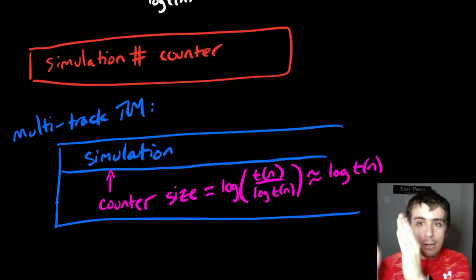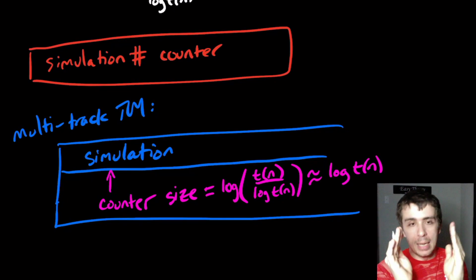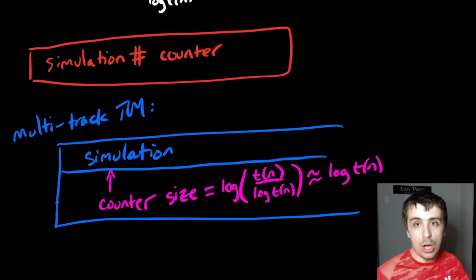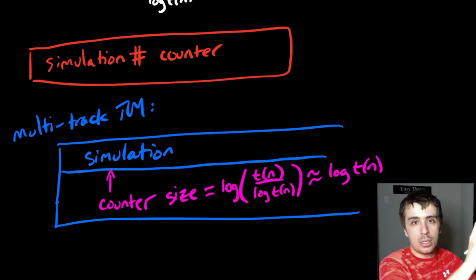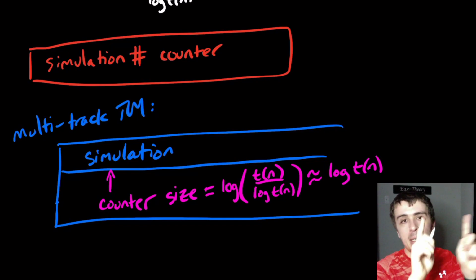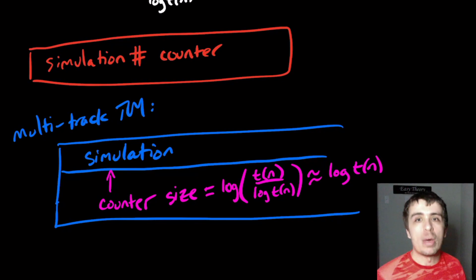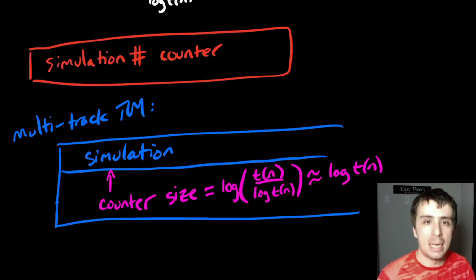And to move the counter one position over takes big O of log of t of n time. To be able to move to the end of the counter and then move it over if necessary, or move it the other way, it takes log t of n time to be able to do that.